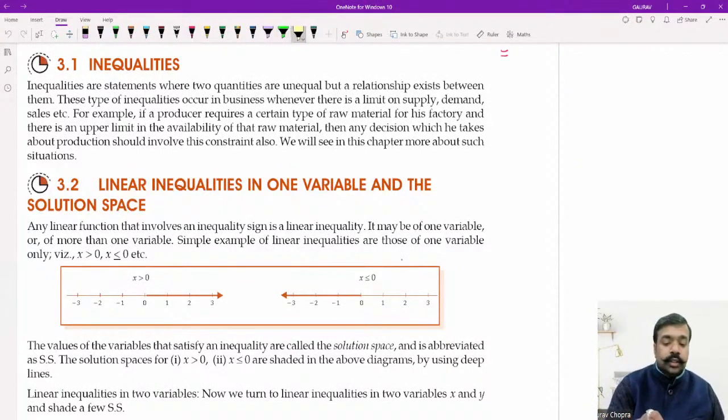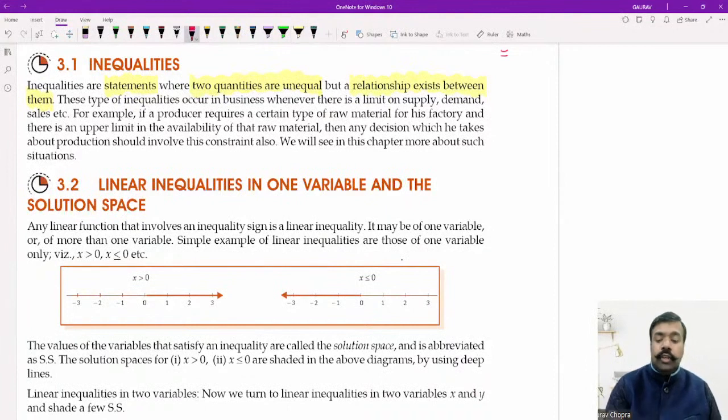So what is the meaning of the term inequality? Inequalities are statements where two quantities are unequal. The two quantities are different, but there exists a relationship between them. That is simply known as inequality.